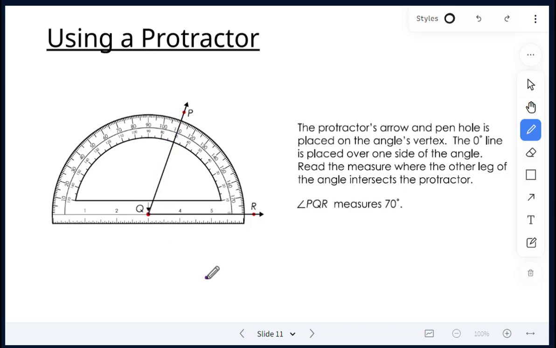So right here. All right, so if this is angle PQR, again, Q is our middle letter here. And looking at our angles, we're using the bottom measurements, and it's going up by tens, so 10, 20, 30, 40, 50, 60, 70. So it measures 70 degrees. You can also see 110 degrees up top. That would be the measurement on this side. If we were looking at this side, then it would be 110.